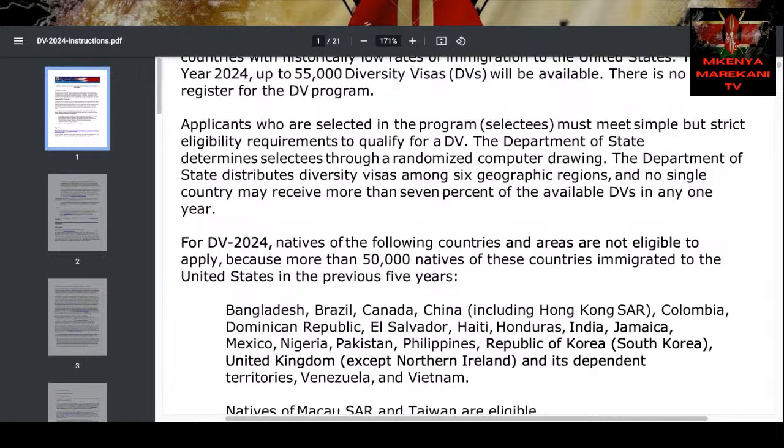So the Department of State distributes diversity visas among 6 geographical regions, okay? And no single country may receive more than 7% of the available DVs in any 1 year, okay? So it means the 6 geographic regions are like the continents. So they divide, maybe they say Africa, it's 7%, and so they will divide among the countries that are there.